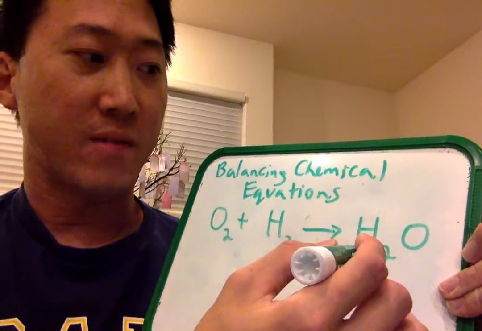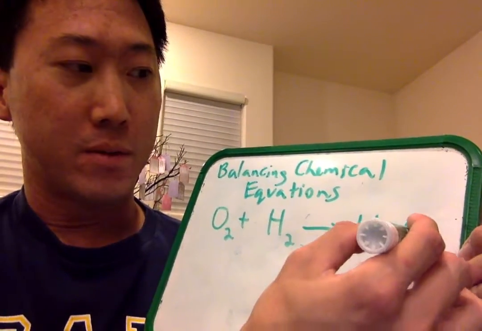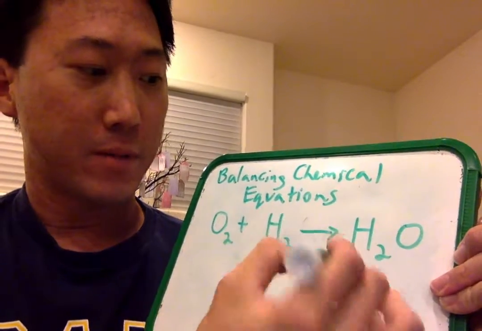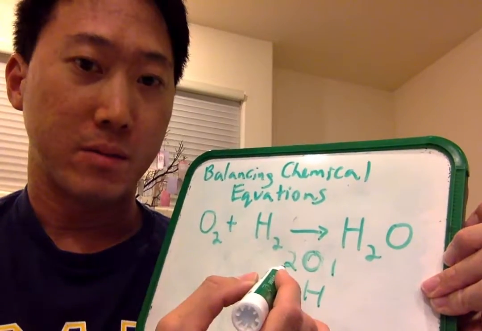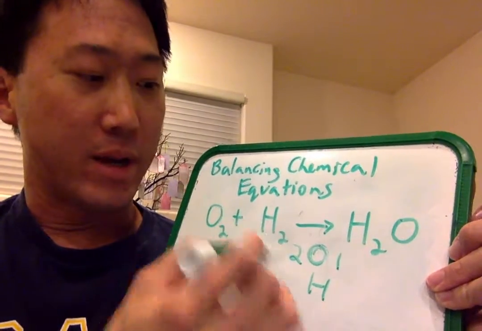So how many oxygens do you have on the right side? Well, there's only 1 here, so we put a 1 there. So that tells us what? The number of oxygens is unbalanced, right? They're not the same. Okay, but now we got to look at the hydrogens.